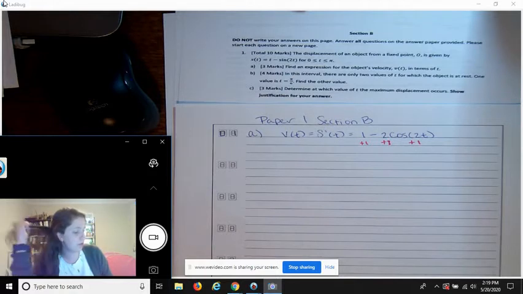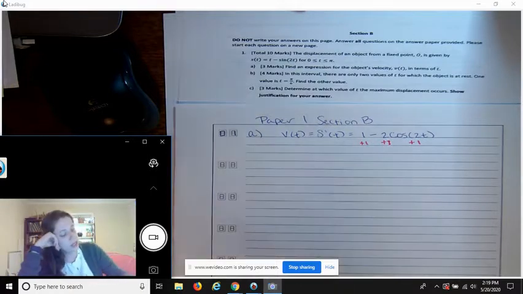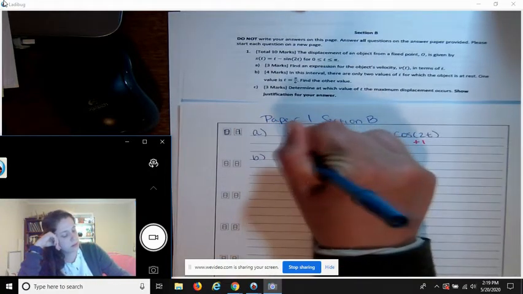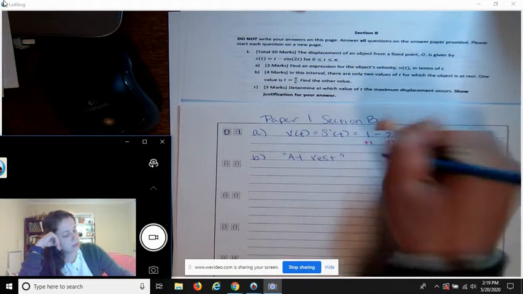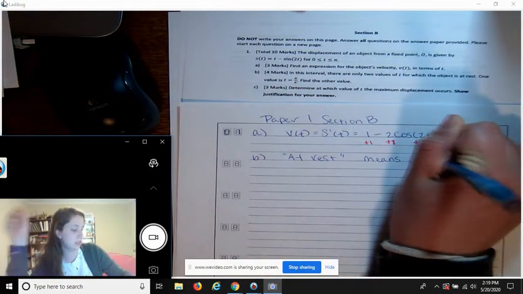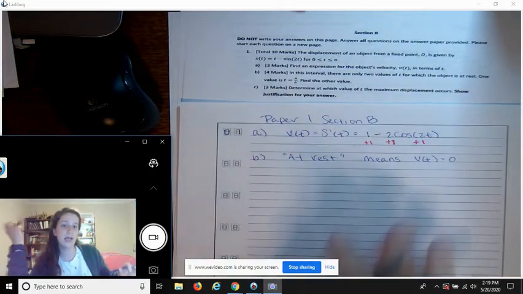All right, so part B says in this interval, there are only 2 values of t for which the object is at rest. One of the values is t equals pi over 6. Find the other value. So we know that at rest means that v of t is equal to 0.